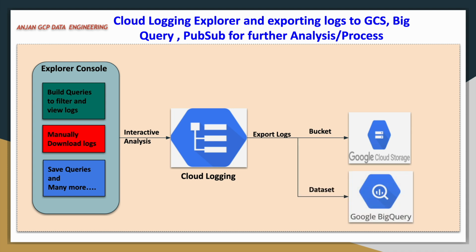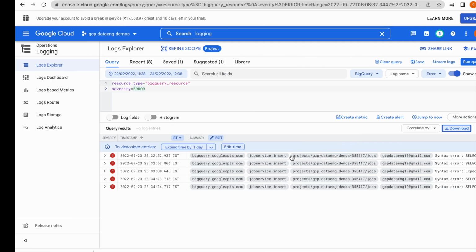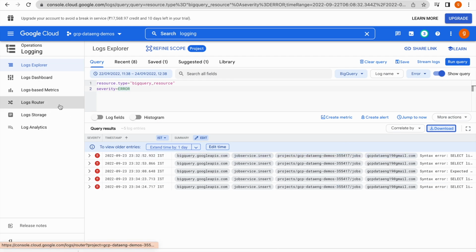Then for BigQuery, we'll create a dataset and a sink to export this log. In the third case, we already have a PubSub topic created, and we'll use that PubSub topic to export logs. So let us go to the demo again. Here we have this logs router. Click on this logs router.